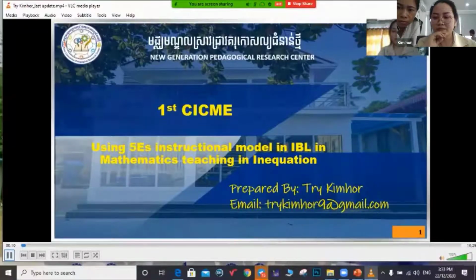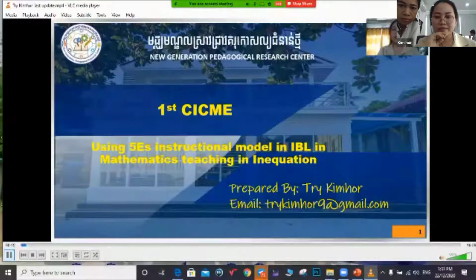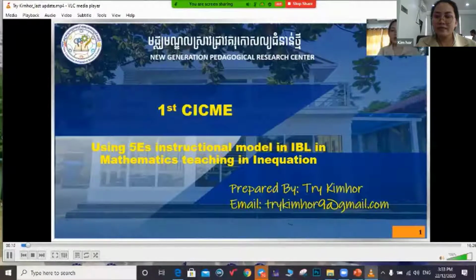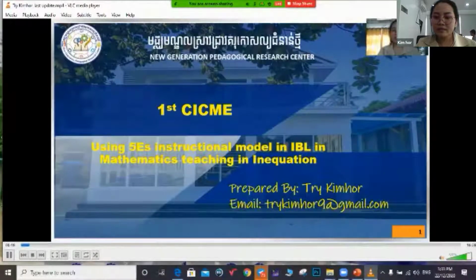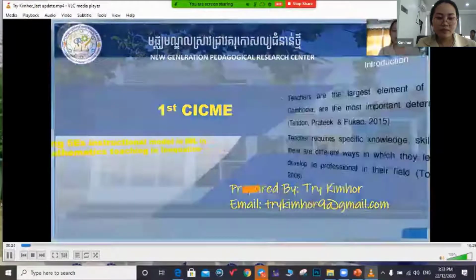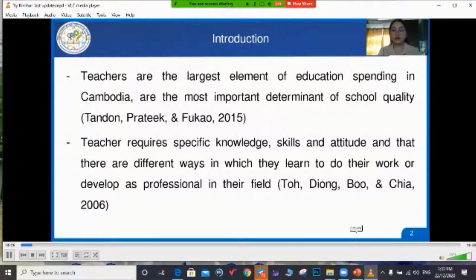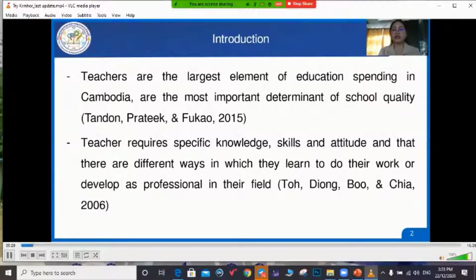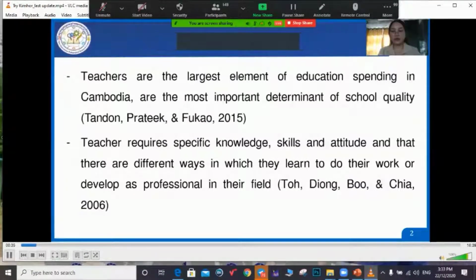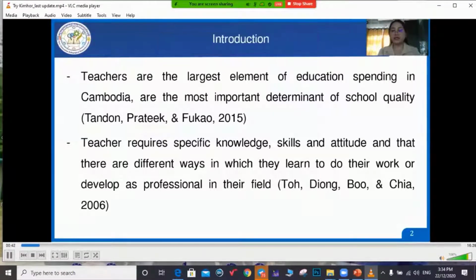I'm here to share my research topic, which is about using the 5E instructional model in inquiry-based learning in mathematics teaching, in relation to inequations. The teacher is the key person who provides or transfers knowledge to the students, is in charge in the education system, and is also a determinant of school quality. Thus, teachers require specific knowledge, skills, attitudes, and ways to develop their profession according to the 21st century classroom.